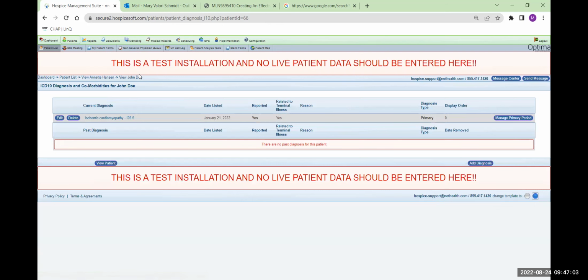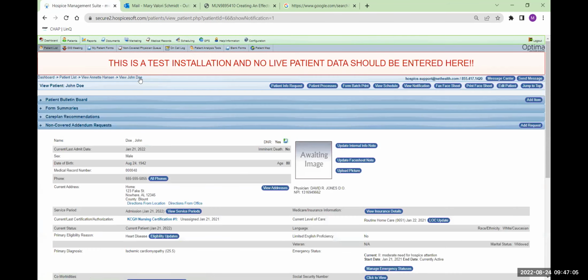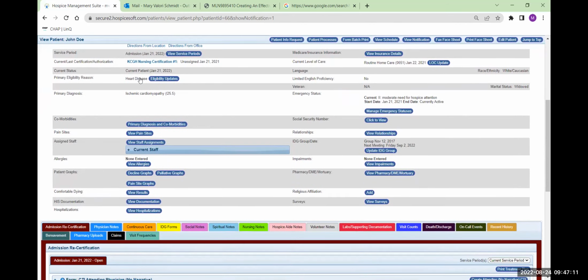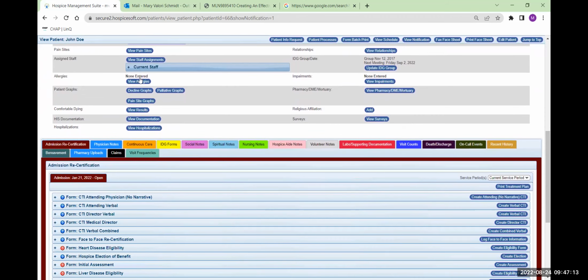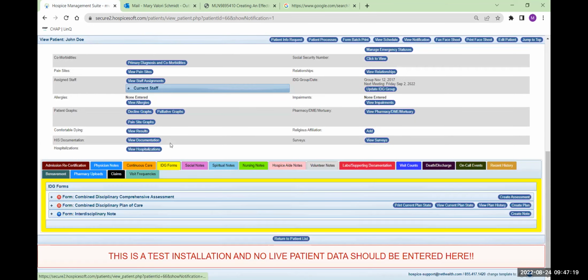There we go. All right, so this is John Doe. How corny can we be? And here's John Doe's chart, okay? So when we scroll down through the face sheet, we go down here to the tabs. There's a yellow tab that says IDG forms. And in that yellow tab, there are 3 sub-tabs. There's the Combined Disciplinary Comprehensive Assessment, the Combined Disciplinary Plan of Care, and then the Interdisciplinary Note, okay?